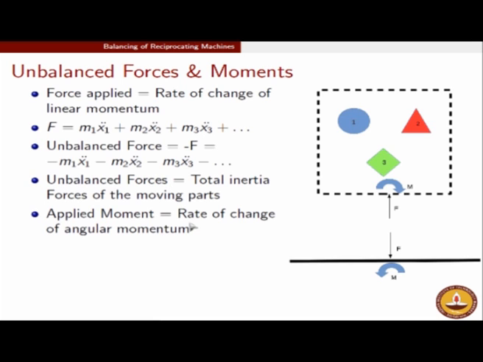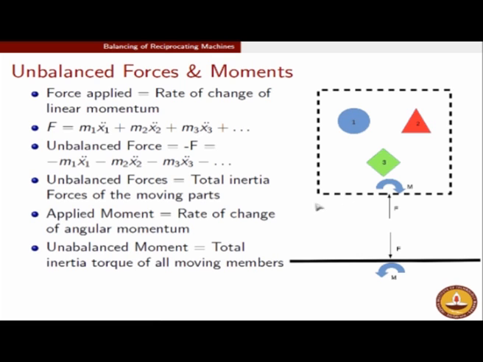The applied moment, similarly, is the rate of change of angular momentum. Whatever moment is applied on this box is the rate of change of angular momentum. Similarly the unbalanced moment is going to be the action-reaction pair. This moment is applied by the part which is outside the moving parts, so this moment is applied by the external system onto the moving parts of the system.